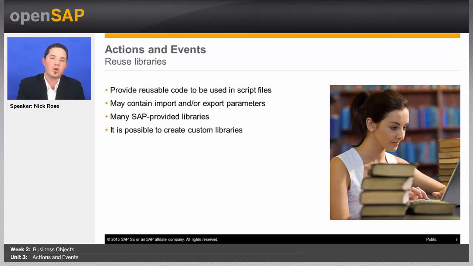Now we can also define our own reuse libraries. We can define whatever we want. This is one place where you will see we do have import and export parameters. So we'll have to pass some type of data to the reuse library, and then we can pass data back. Now, this is the code that we can maintain as developers.